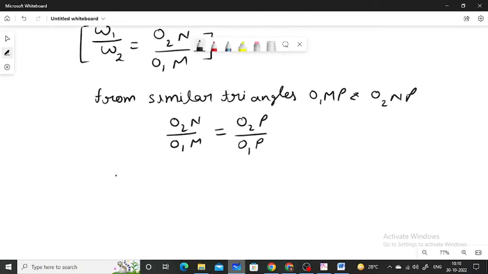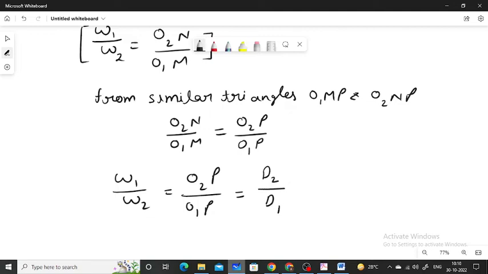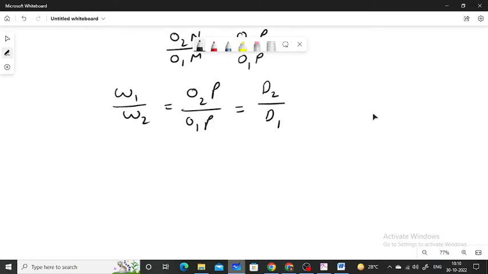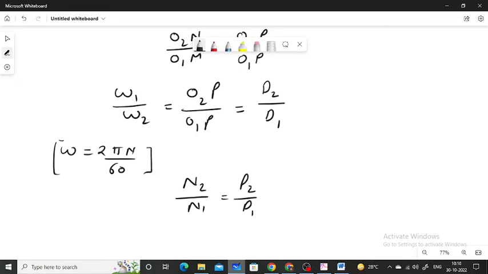So omega 1 upon omega 2 will be equal to O2p upon O1p, where O2p is the pitch circle radius of wheel 2 and O1p is the pitch circle radius of wheel 1. Okay, so omega 1 upon omega 2 is equal to d2 upon d1, or we know that omega is equal to 2 pi n by 60, then n2 upon n1 will be equal to d2 upon d1.